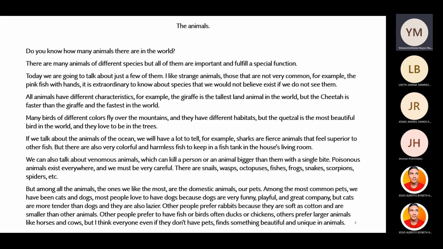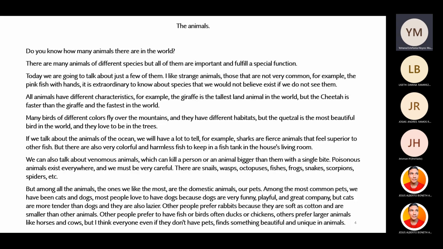But among all the animals, the ones that we like the most are the domestic animals or pets. Among the most common pets we have are cats and dogs. Most people love to have dogs because dogs are very funny, playful, and great company. But cats are more tender than dogs and they are also lazier.